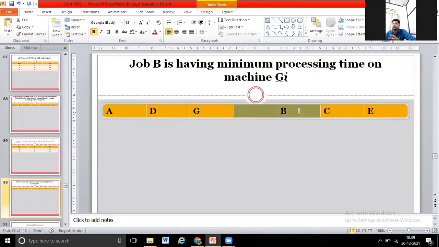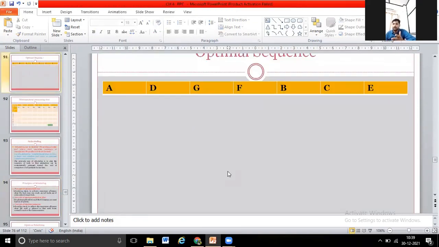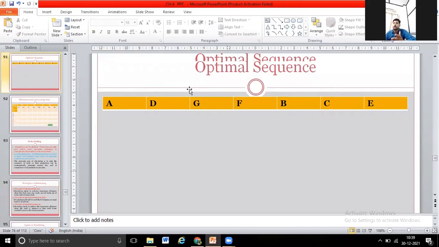So here these 2 remaining positions are there. In that we have provided job B as the lowest priority, or the last in the sequence in those 2 blocks, since job B has the minimum processing time on machine 1. For the remaining position, only 1 position and 1 job is competing, so this position will be provided to job F.